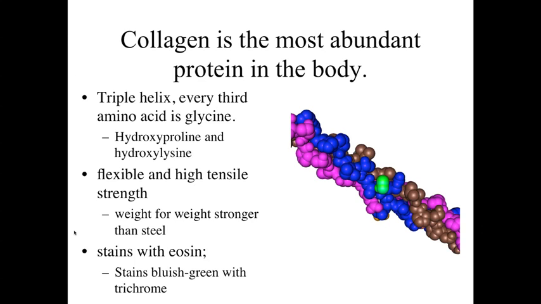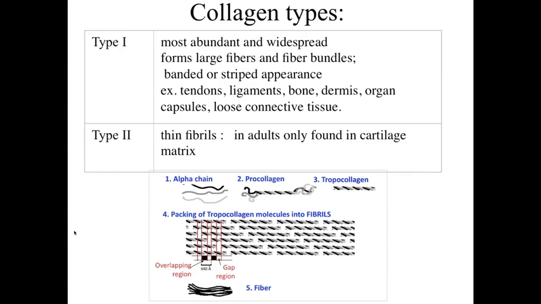Collagen is a classic protein, with lots of protein structure and lots of amino acids associated with it. So it's going to stain very pink with eosin, and so connective tissues are in general going to stain pink, at least the basic connective tissues. With some of those specialized stains we talked about in one of the earlier lectures, like the trichrome stain, it specifically stains the collagen a bluish green appearance.